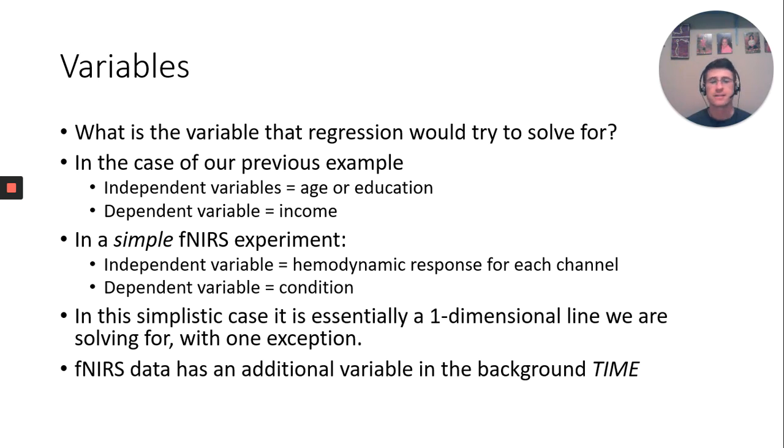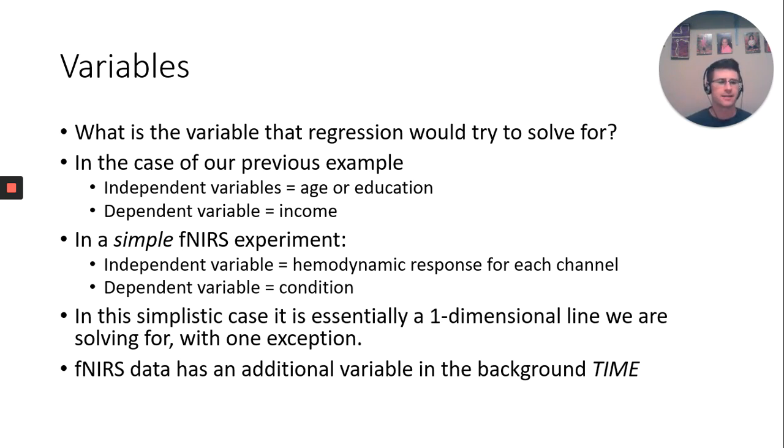In a very simplistic fNIRS experiment, keeping in mind that these can get more complex and you can ask other questions, a very typical and simple experiment would have the independent variable be the hemodynamic response for each channel and also each condition. The dependent variable would be the condition. So you're going to alter the condition to see if that specific channel had a different response based on the condition.